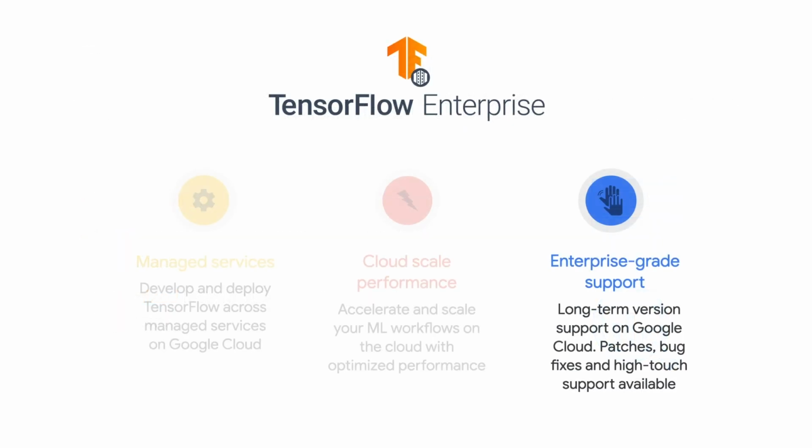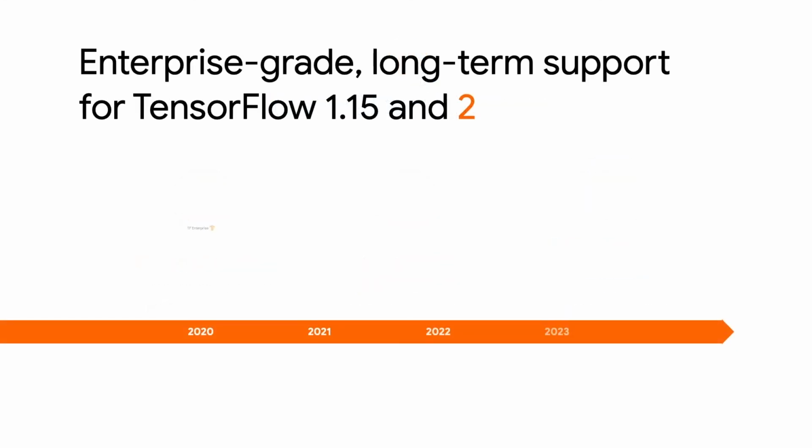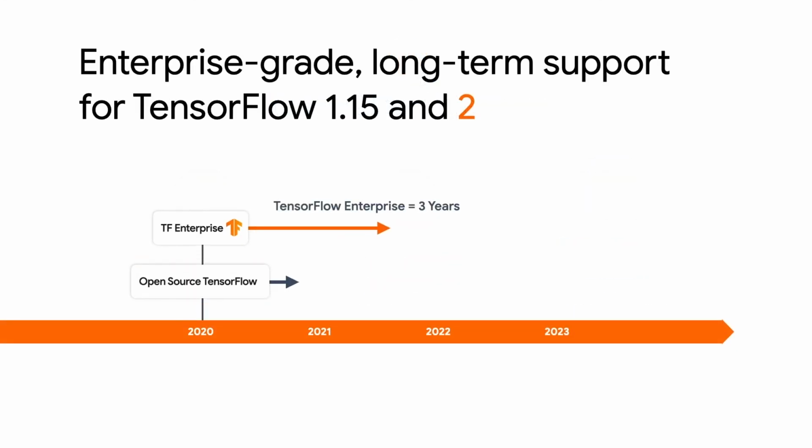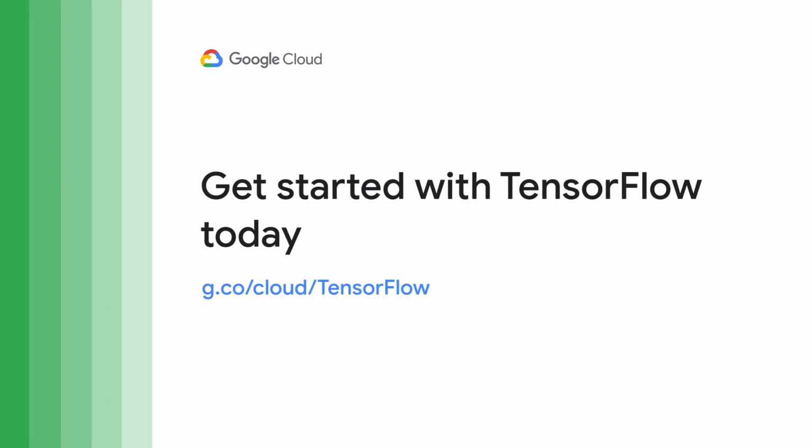Lastly, let's talk about enterprise-grade support. The pace of AI and software versions is evolving rapidly, and it's hard to keep up with new library versions always coming out. That is why TensorFlow Enterprise includes long-term support. For TensorFlow 1.15 and 2, Google Cloud will provide security patches and select bug fixes for up to 3 years. These versions will be available on Google Cloud, and all patches and bug fixes will also be available in the mainline TensorFlow repository. TensorFlow Enterprise is available today with support for TensorFlow 1.15 and 2.